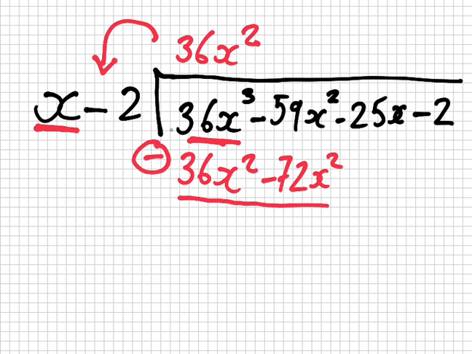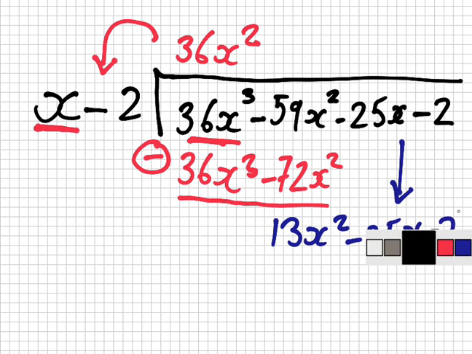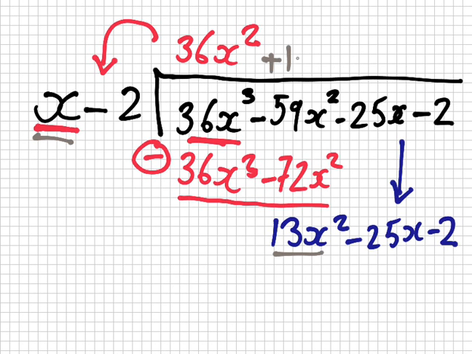So can you type in, please, x cubed? Sorry, that's a 3 there. Minus 59 minus 72 is minus 13x squared. And then you bring these pieces down at the end. And then you start again. So you look at the x and you look at the 13x squared and you say, okay, I need 13x here because 13x times x is 13x squared.